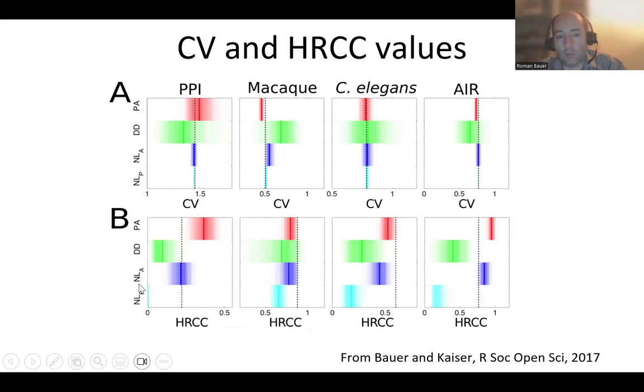Notably, we also created two different versions of the nonlinear growth model. I will not go into much detail here, but essentially we had the same principle of nonlinear growth, but slightly different ways of creating connections. And so that's why we have an NLA and an NLP model here.